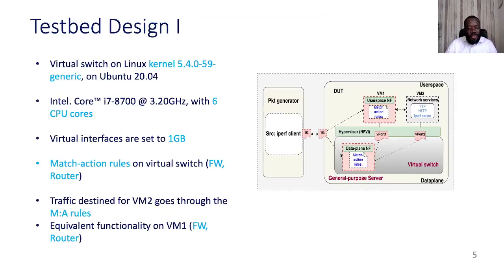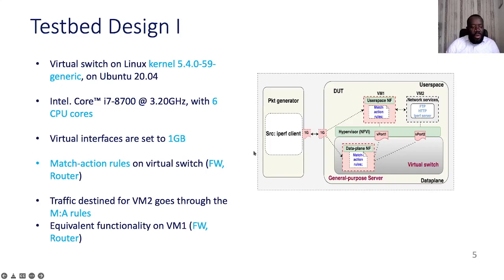To evaluate the performance of virtual network functions, we designed two test beds actually. The first test bed is what you're seeing on the right here, where we have the packet generator device that's been configured with Pktgen. So we have packets that have been generated here destined for the VM that's on the device under test. That's VM2. VM2 here is hosting the FTP and HTTP services.